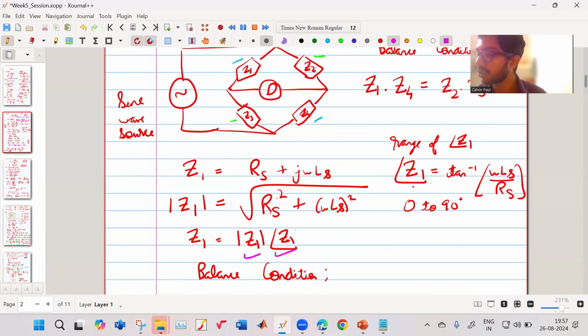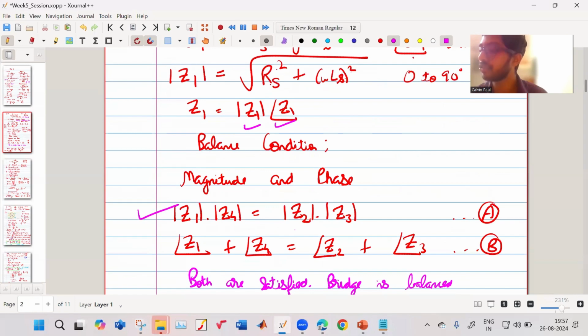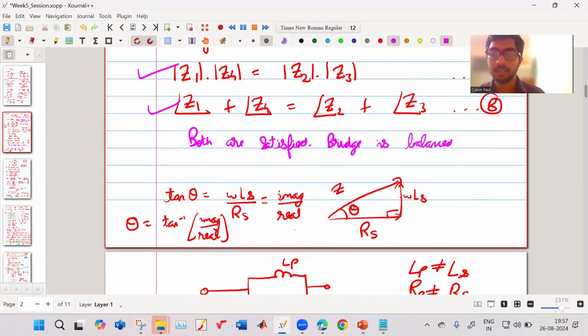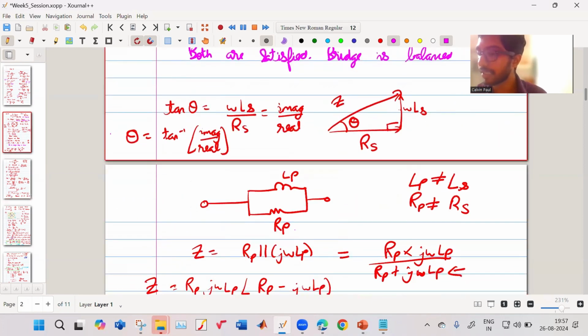And at balance condition, what should happen? Both the magnitude and the angle should be satisfied. Then we say that the bridge is balanced. Then we found out what is the angle theta. How do we represent this? It's exactly not a phasor diagram. In this case, it is the impedance diagram.